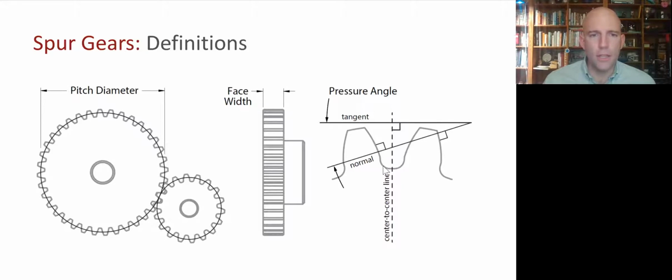If we zoom in on the shape of the teeth, you'll see that this is an involute shape. And if we draw a line that's normal to the tooth surface, and then a line that's normal to the center to center line, the angle between those two is called the pressure angle. That'll affect how the teeth are loaded and the efficiency of the gears especially.